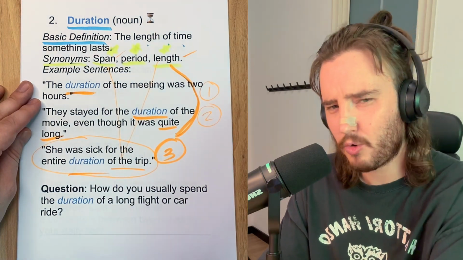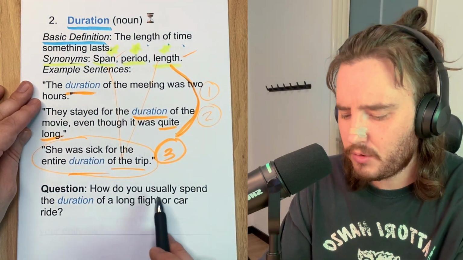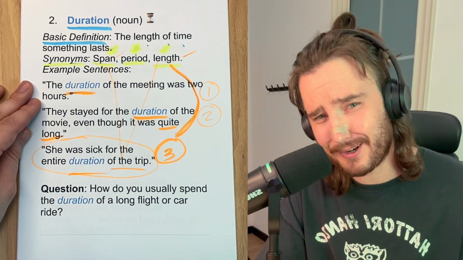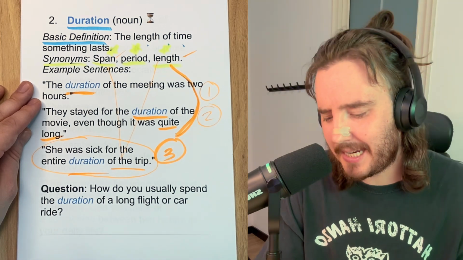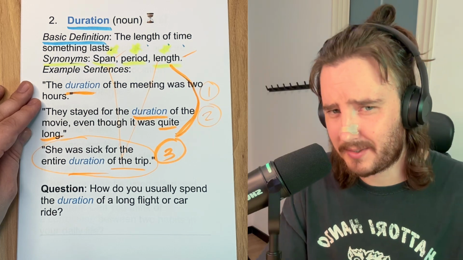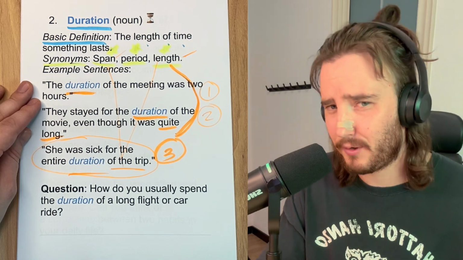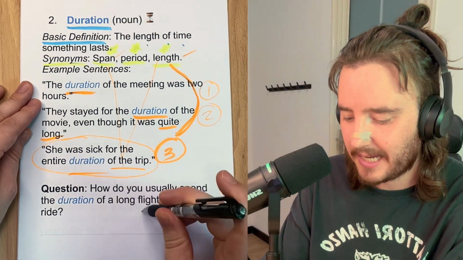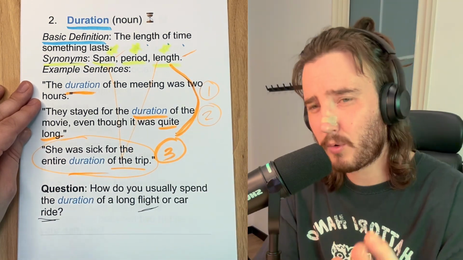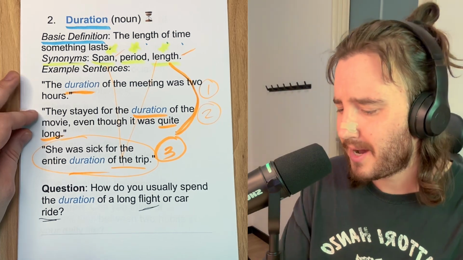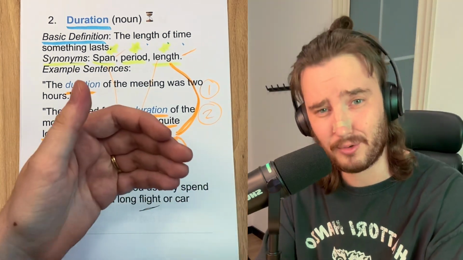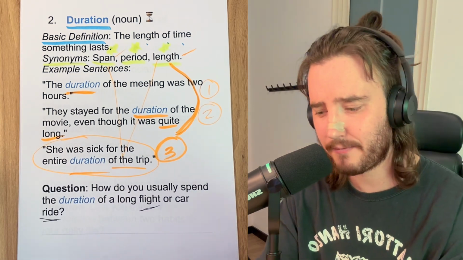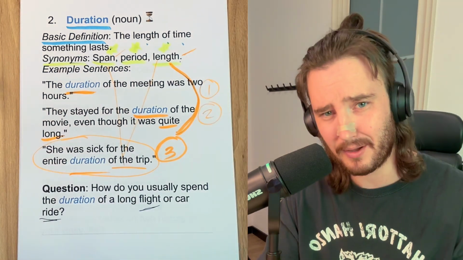Now, here's a question for you guys. How do you usually spend the duration of a long flight or car ride? For me, these are 2 very different responses, depending on if we're talking about a flight or a car ride. For a long car ride, I will probably just scroll on social media for the duration of the ride, for the whole length of the ride.